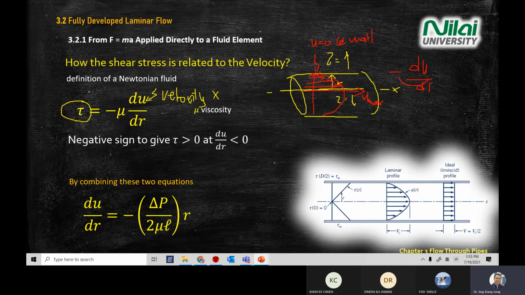And we know that the value of shear will always be positive. So that's why we need to add a negative sign there, so that when we calculate later on, we'll get a positive sign for shear. There's no negative. The minimum value for shear is 0. There's no negative sign for shear.